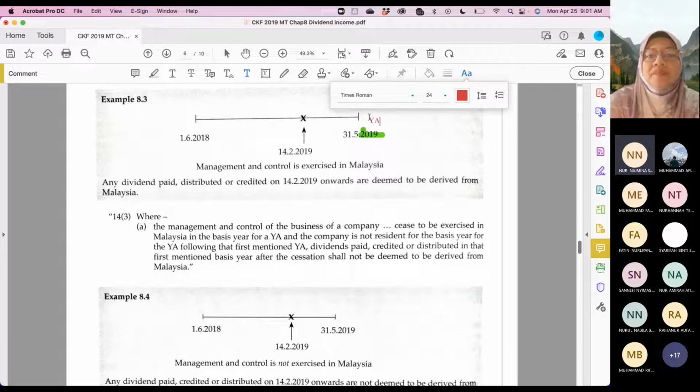YA 2019. So for YA, why did it turn out like that? I think something is wrong with my PDF.